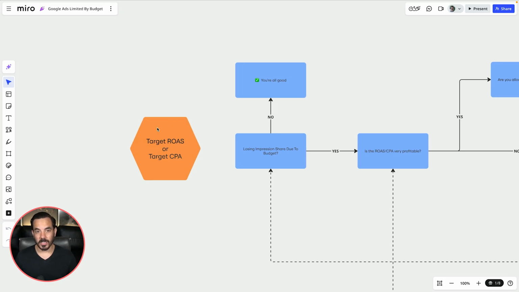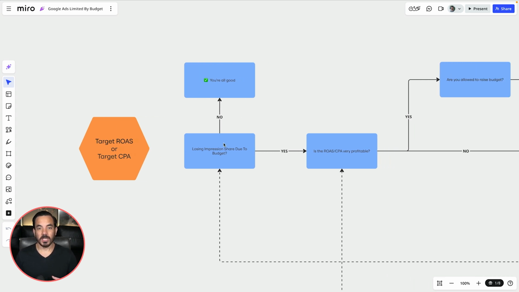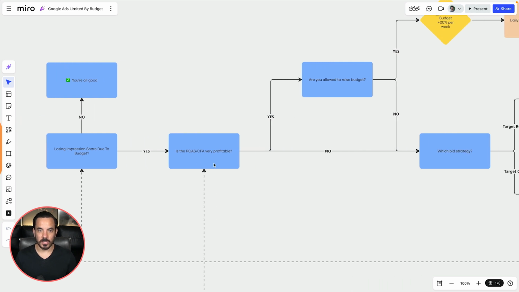If you are on either target ROAS or target CPA as your bid strategy, here's what you want to do. Okay, so we are obviously answering yes to this question here. We are losing impression share due to budget. I mean, that's why we're here in the first place. The next question to ask yourself is, is your ROAS or CPA very profitable? Now, what constitutes a very profitable ROAS or CPA really depends on your business, so I can't give you exact numbers. You have to work it out yourself.